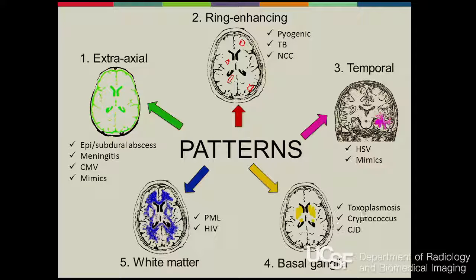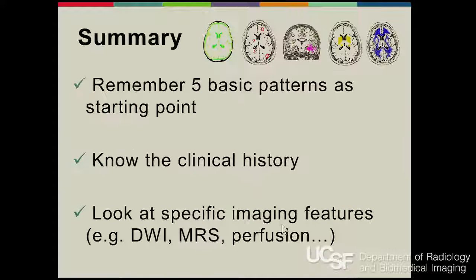So in conclusion, we use these patterns of abnormality on brain MRI to help us cone down our differential, understanding that there is significant overlap. And we've been through some of the more common entities within each of these patterns. You must approach this with a good knowledge of the clinical history, particularly the immune status of the patient. And hopefully we've pointed out some helpful specific imaging features that can help you cone down your differential further, particularly diffusion, spectroscopy, and perfusion imaging.